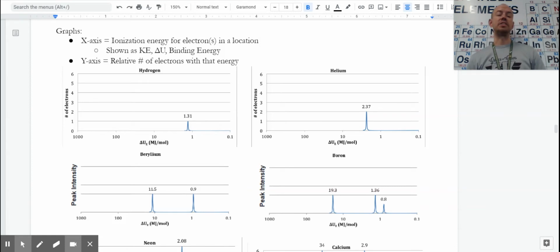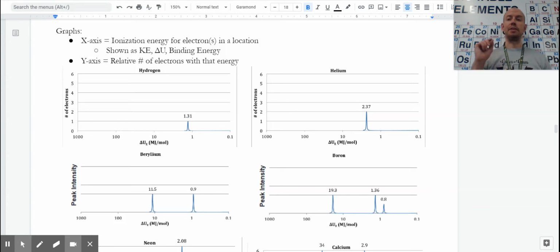The y-axis is normally labeled properly as peak intensity, but it's related to the relative number of electrons with a certain ionization energy. So we're going to choose some to look at here for important patterns and for some descriptive ability that they have. Hydrogen is the simplest of all PES because it's the simplest of all atoms.